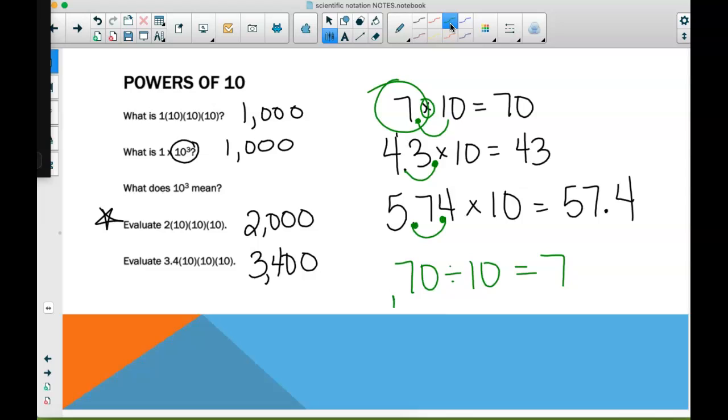Or I could do 43 divided by 10, which is 4.3. Or 7.6 divided by 10 is 0.76. So what happens when you divide by 10? Somebody said you're moving the decimal back 1. Absolutely, you move the decimal in the other direction. So when you multiply by 10, the decimal moves to the right. When you divide by 10, the decimal moves to the left. Okay? What if you multiply by 10 5 times?